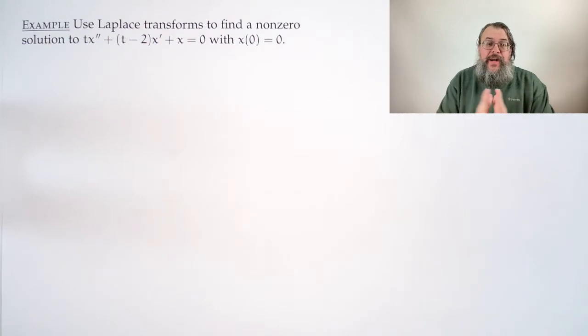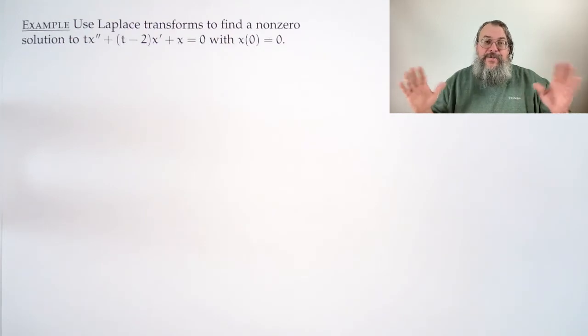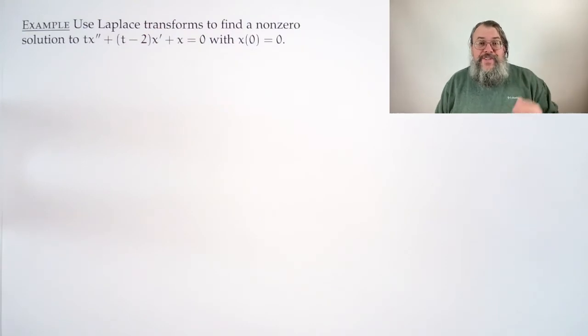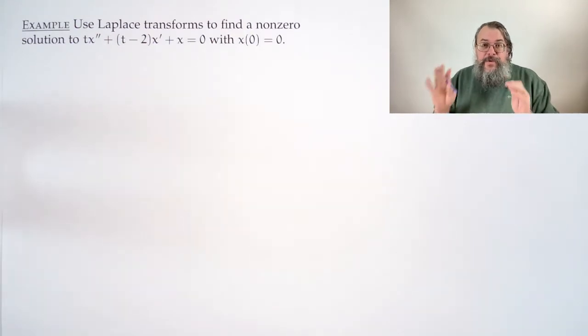Use Laplace transforms to find a non-zero solution to t x double prime plus (t minus 2) x prime plus x equals 0 with x of 0 equals 0. Now we should note that, of course, a zero solution is the function x of t equals 0, which definitely satisfies that expression. Okay, so we have to find a non-zero solution. And we might say, well, gosh, how do we start? Well, the problem tells us how to start. It says, use Laplace transforms. Great, let's start there.